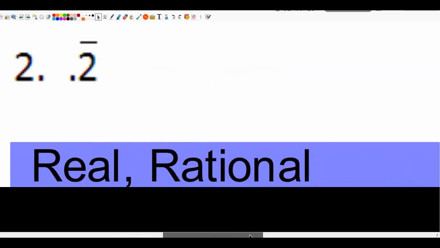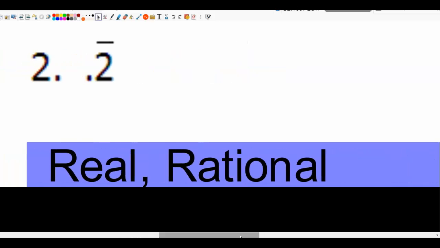In number 2, it's a real and rational because 0.2 is a repeating decimal, and repeating decimals are fractions. So 0.2 repeating as a fraction is actually 2/9, if you wanted to know. So 2/9 or 0.2 repeating is a real rational.